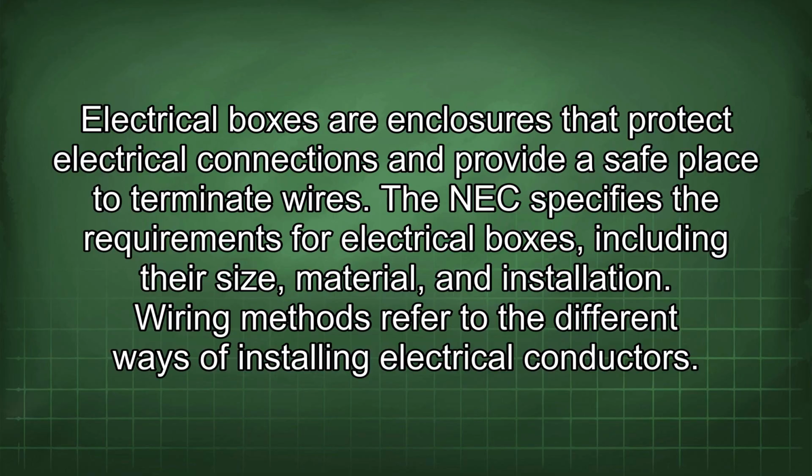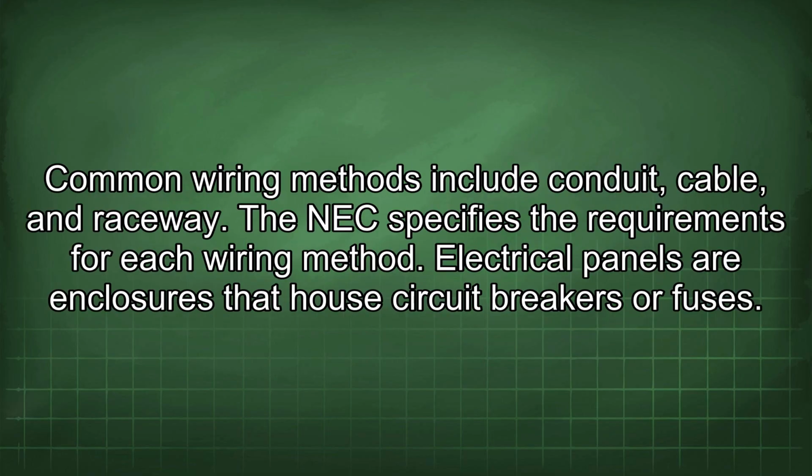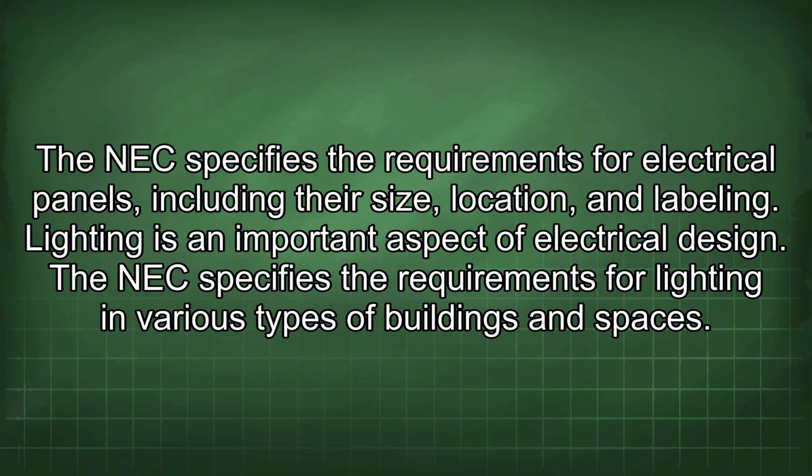Wiring methods refer to the different ways of installing electrical conductors. Common wiring methods include conduit, cable, and raceway. The NEC specifies the requirements for each wiring method. Electrical panels are enclosures that house circuit breakers or fuses. The NEC specifies the requirements for electrical panels, including their size, location, and labeling.